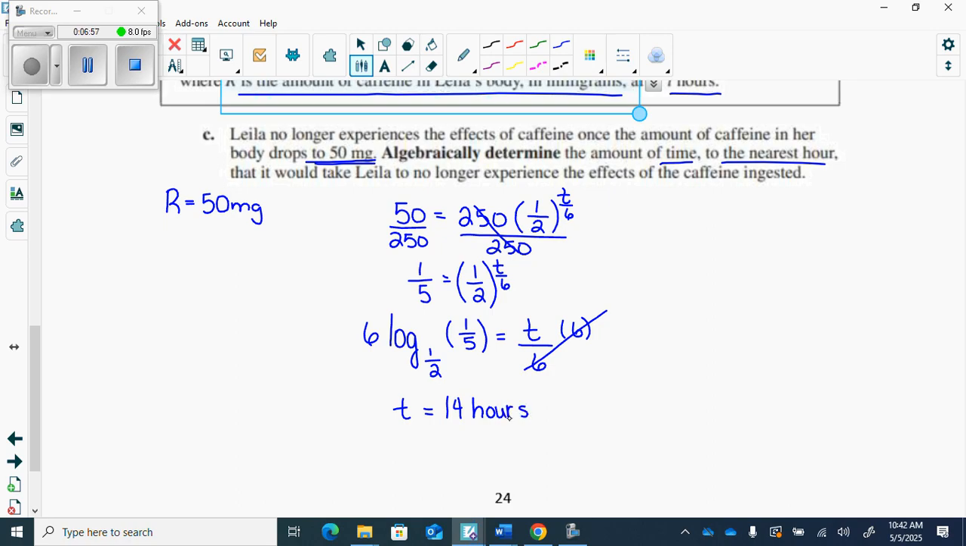You should be using the log base button if you have it. If you don't have it, remember you're going to go log 1/5 over log 1/2. If you don't have the button, you're going to go like this, draw a line through it, and you're going to go log 1/5 divided by log 1/2, and then take that answer and multiply it by 6. Correct? That's what gives the TI-83s.